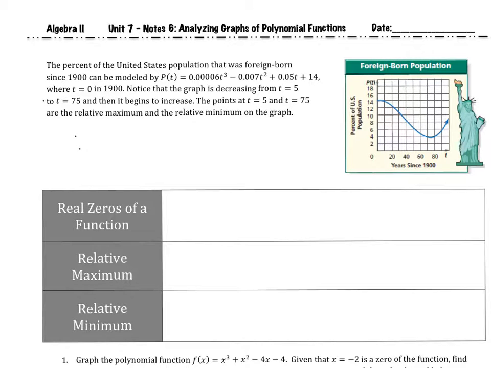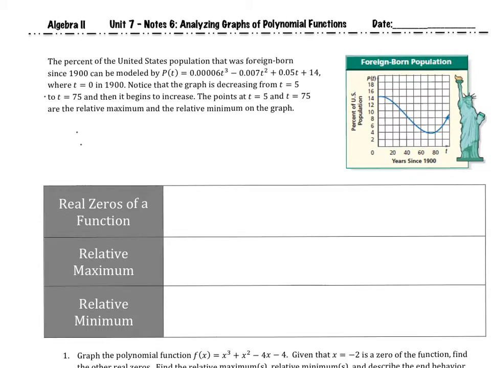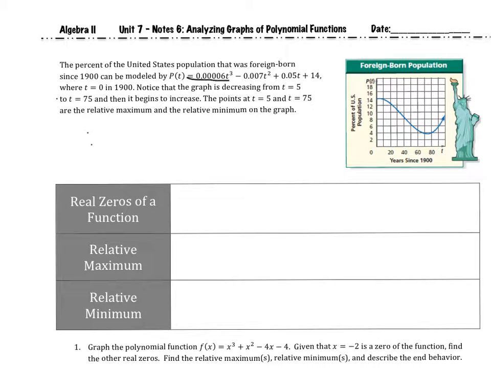The percent of the United States population that was foreign-born since 1900 can be modeled by this function, where t is 0 starting in 1900. Now the graph is decreasing from 5 to 75, and then it begins to increase. The points at 5 and 75 indicate that that's where it's changing direction. So the relative minimum and relative maximum are going to be at 5 and at 75.